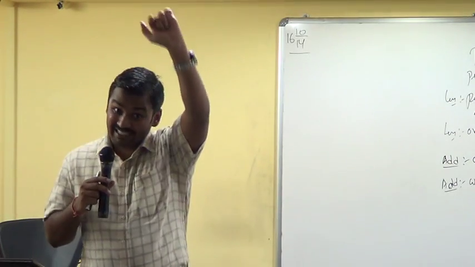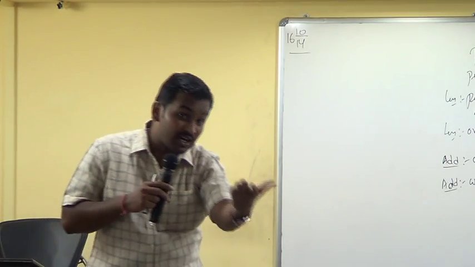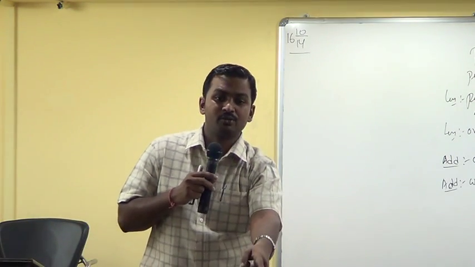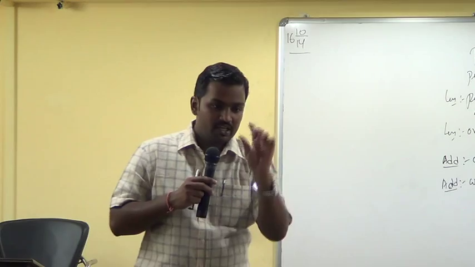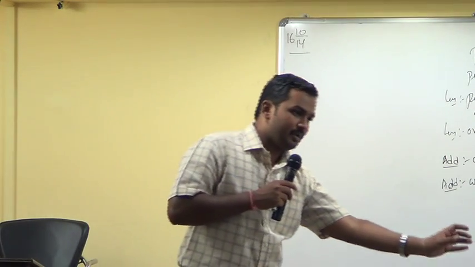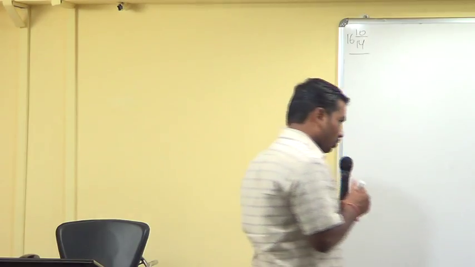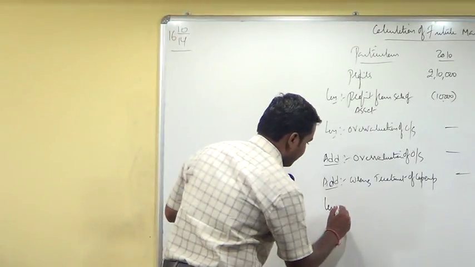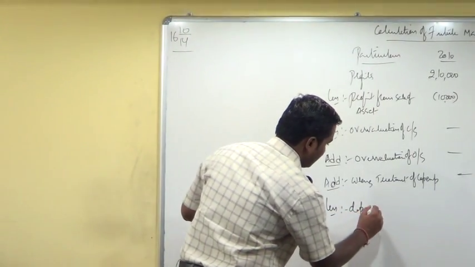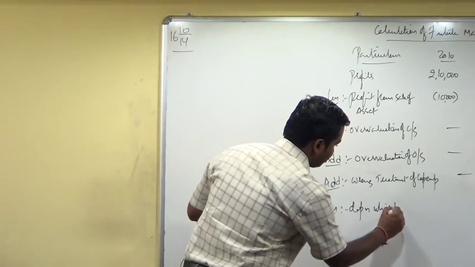If building account was correctly debited, you would have charged depreciation. How much would you have charged? 10%. If this 25,000 was not debited to P&L account, if it was debited to building account, then you would have charged depreciation of how much? 10% on that 25,000. Yes? So we have to now calculate depreciation. 25,000 at 10%, how much is it? 2,500 less, depreciation which has escaped.